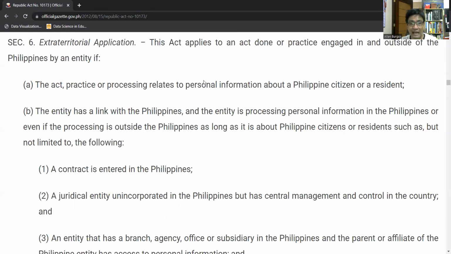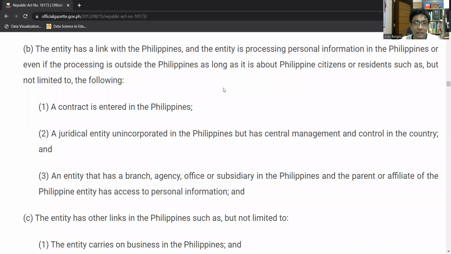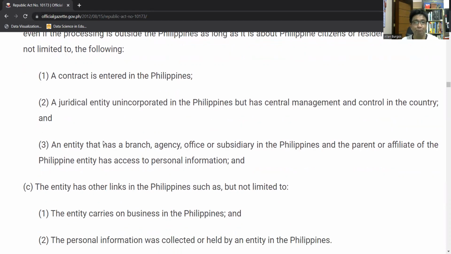Extraterritorial application. This act applies to an act done or practice engaged in outside of the Philippines by an entity if the act, practice, or processing relates to personal information about a Philippine citizen or a resident. The entity has a link with the Philippines and the entity is processing personal information in the Philippines, or even if the processing is outside the Philippines, as long as it is about Philippine citizens or residents, such as, but not limited to, the following.